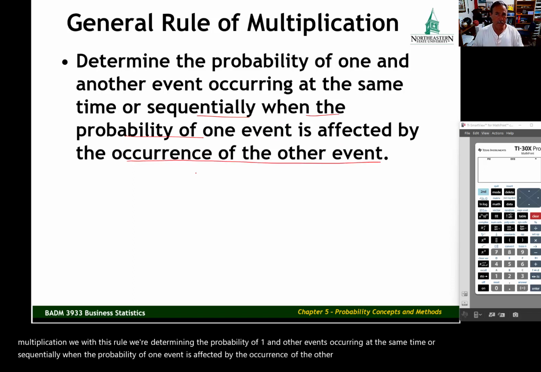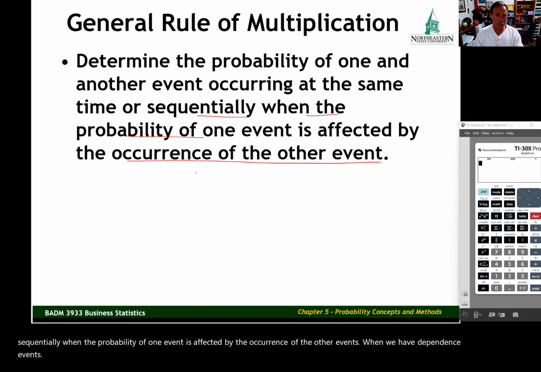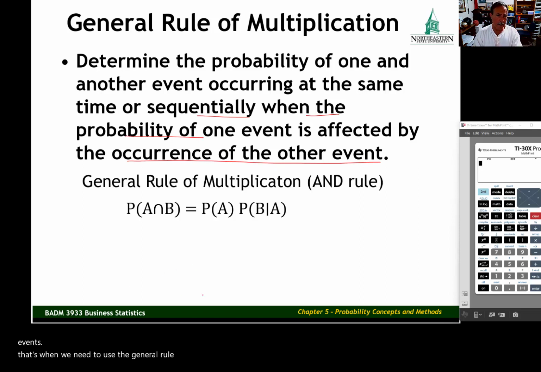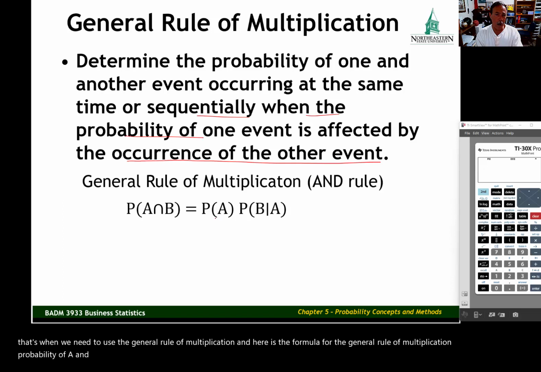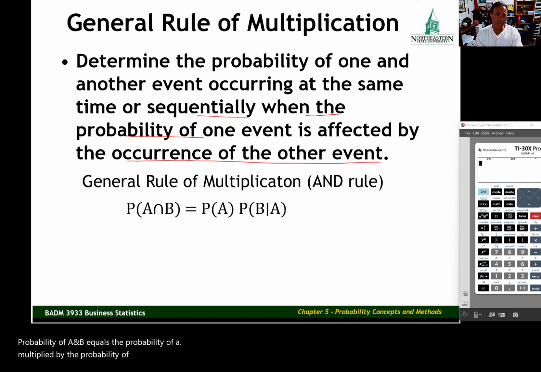When we have dependent events, that's when we need to use the general rule of multiplication. And here is the formula for the general rule of multiplication. Probability of A and B equals the probability of A multiplied by the probability of B given A. That's how you read that, B given A.